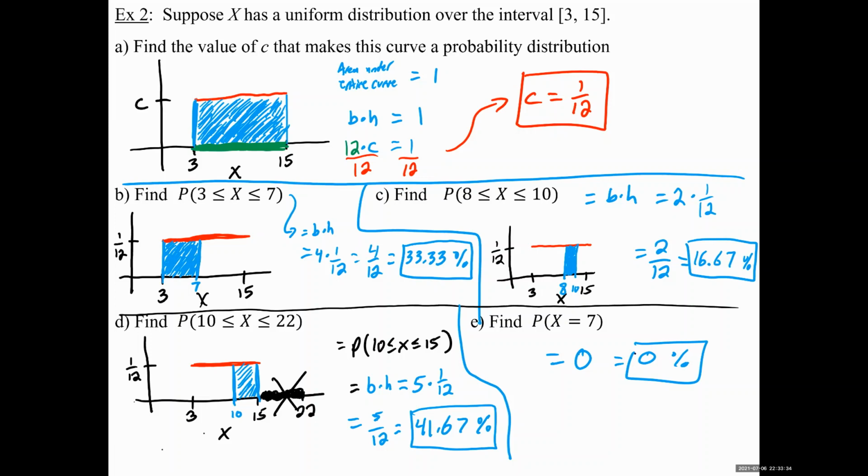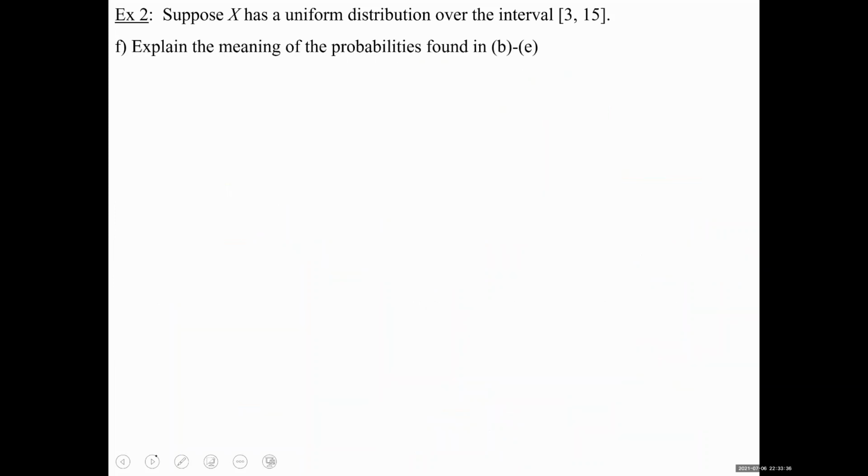All right, sounds good. The next one is going to say, explain the meaning of all these probabilities. Again, I'll explain the meaning of the first one, and then you guys can help me out with the other ones. So the one from part B said probability you get a number between 3 and 7. The answer was 33.33%. What does this mean? Again, the way I want you to explain it is, if you draw a number out of the bag that has this probability distribution, meaning uniform from 3 to 15. You don't have to write uniform from 3 to 15.